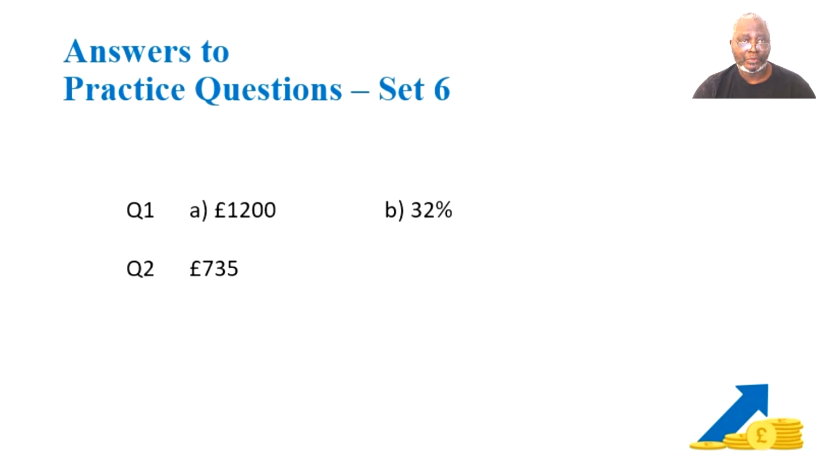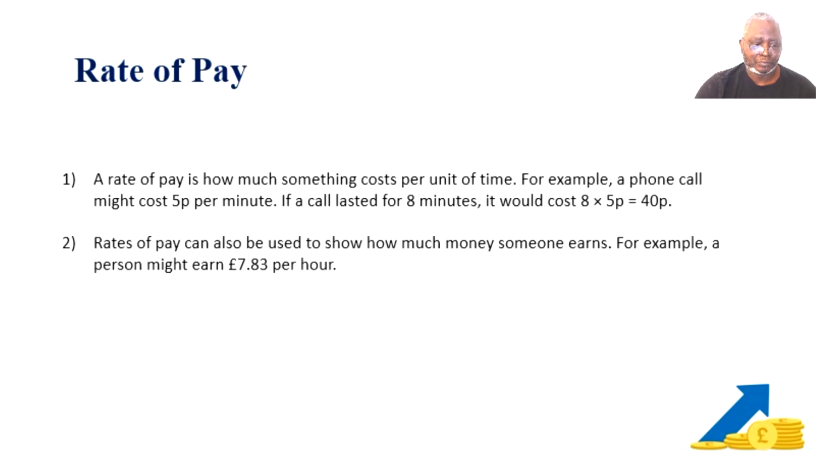Question 1, A, £1,200, B, 32%. And question 2, £735. Rate of pay. A rate of pay is how much something costs per unit of time. For example, a phone call might cost 5p per minute. If a call lasted for 8 minutes, it would cost 8 times 5p, which is 40p.